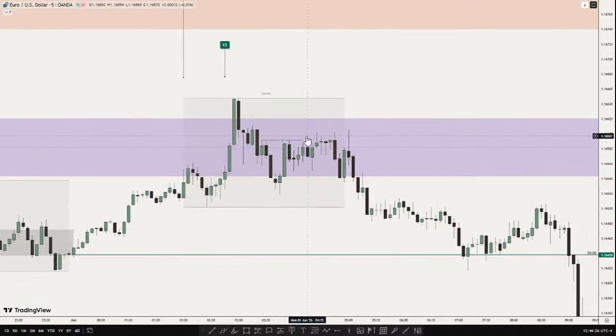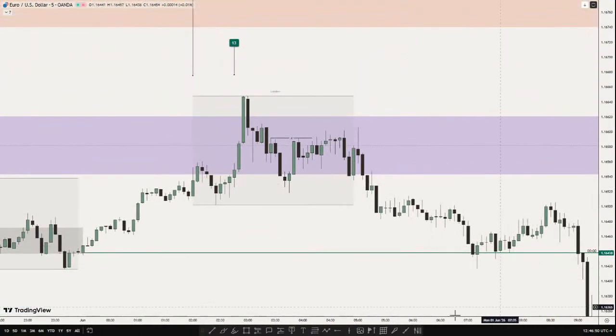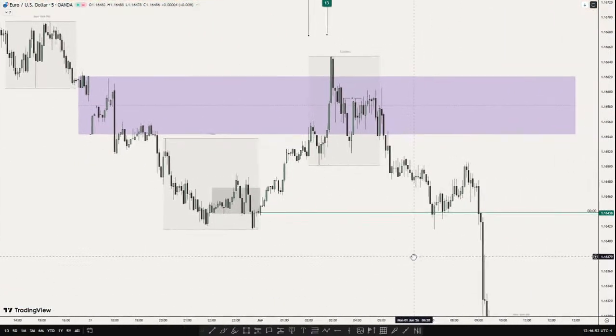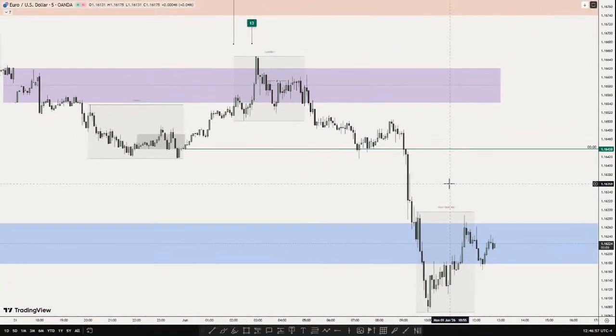But price decided to consolidate and then sweep out this high again and then break down with a clean fair value gap, and then it tapped into the opening gap and also the fresh 5-minute fair value gap and started moving down towards the done. So this was the breakdown of today's entry.